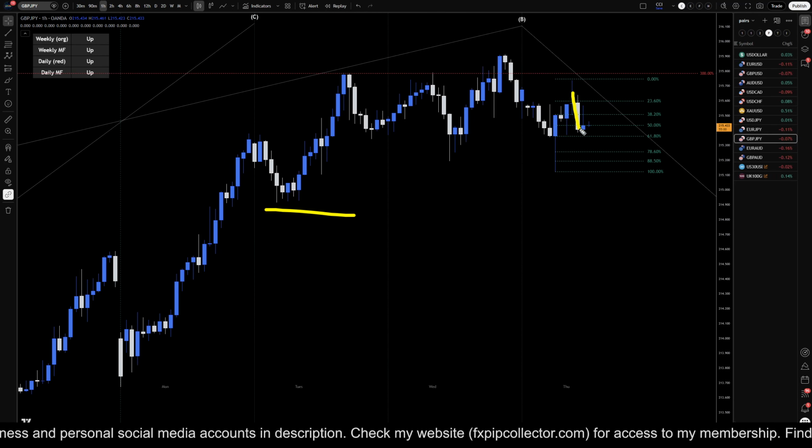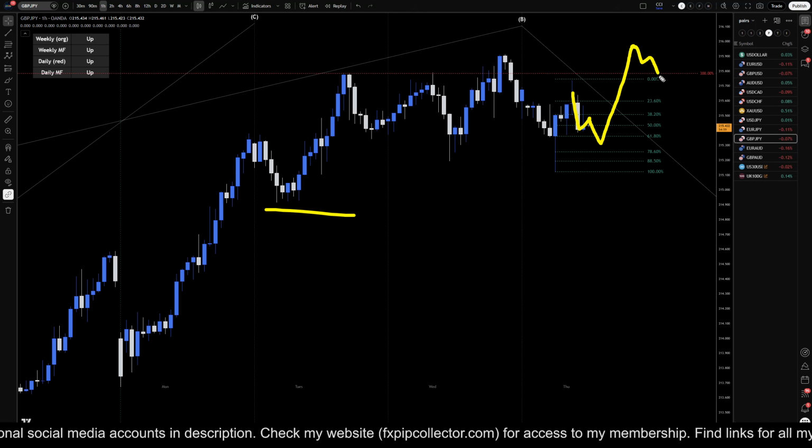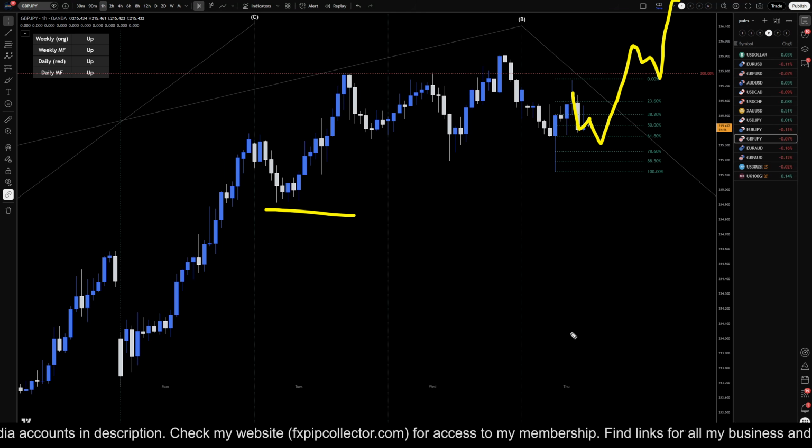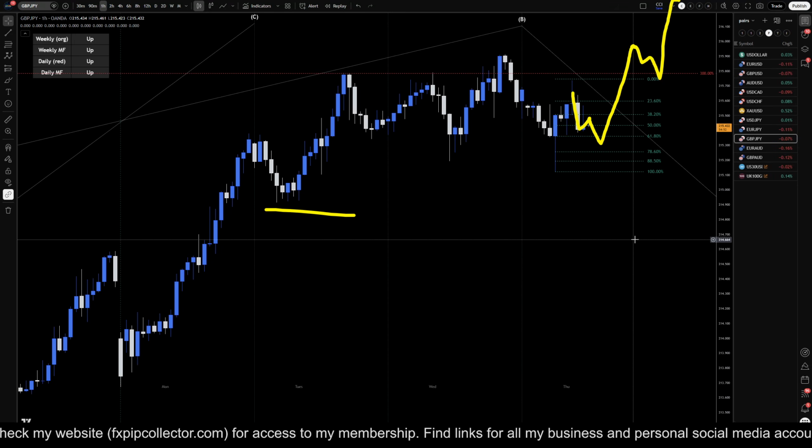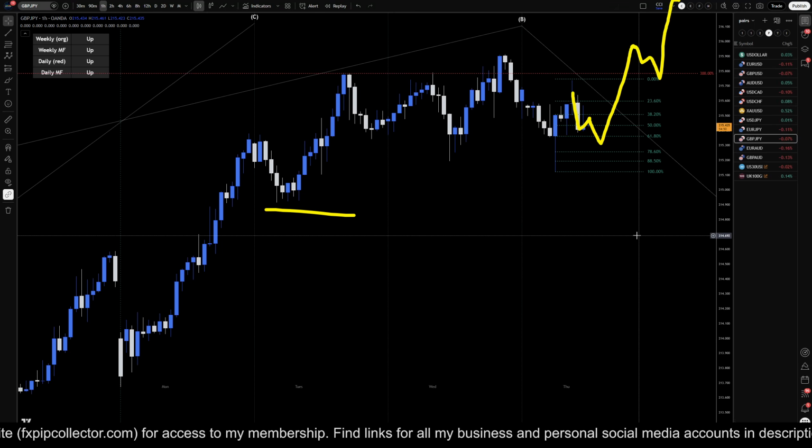There's no reason to say that this potentially couldn't break out of that 300% fib extension and just keep on going if it wants to. The trend definitely needs to be your friend, and the trend is definitely still up on the daily and on the weekly time frames.